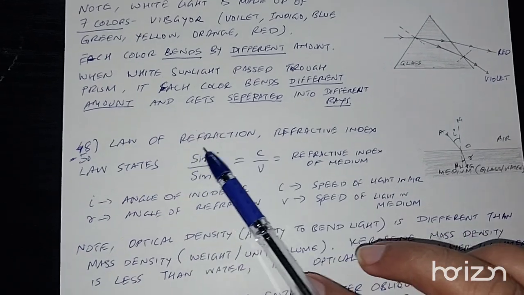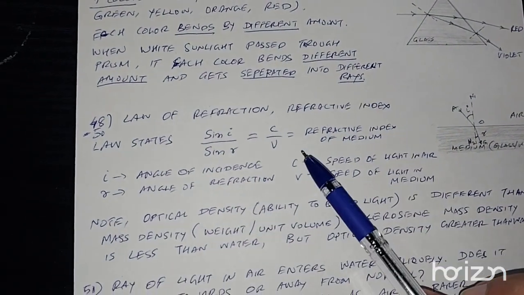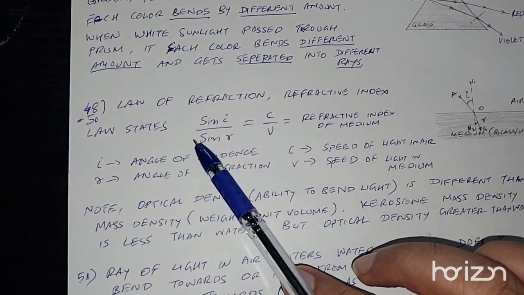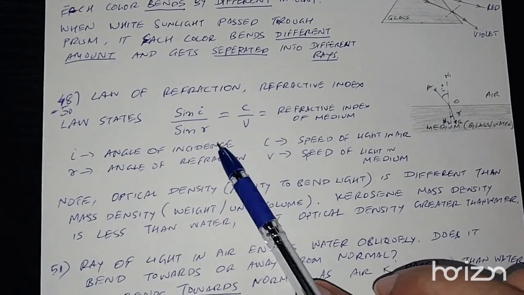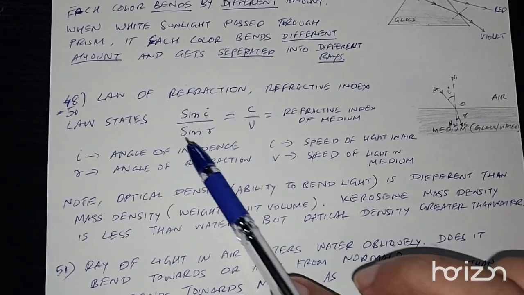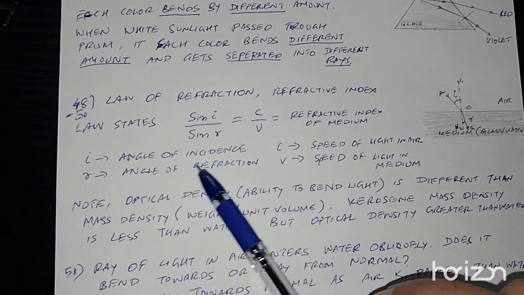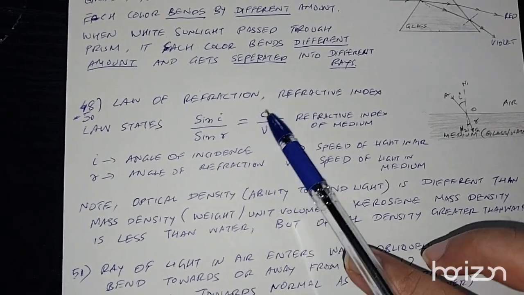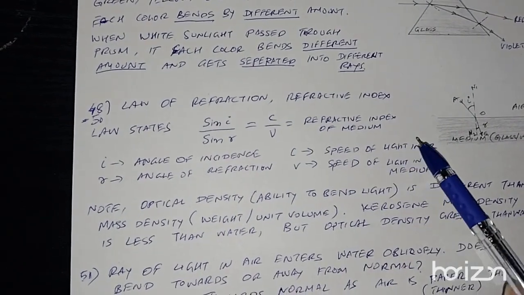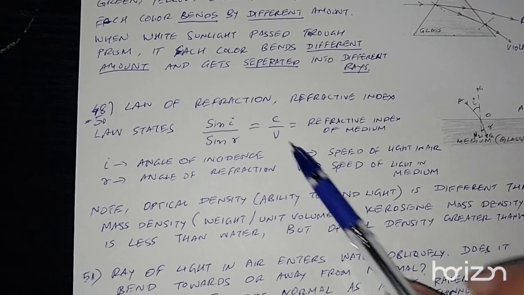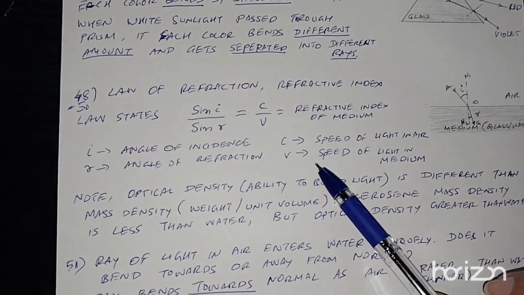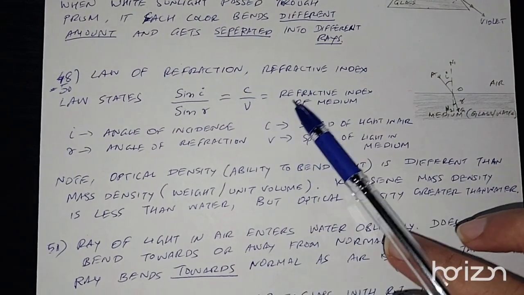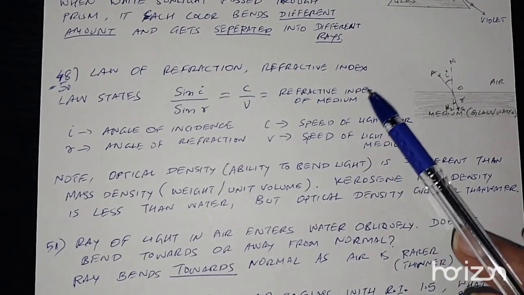Next question: what is the law of refraction and what is refractive index? The law of refraction states that sine of i, where i is the angle of incidence, divided by sine of r, where r is the angle of refraction, is equal to c, the speed of light in air, divided by v, where v is the speed of light in the medium. This ratio is known as the refractive index of the medium.